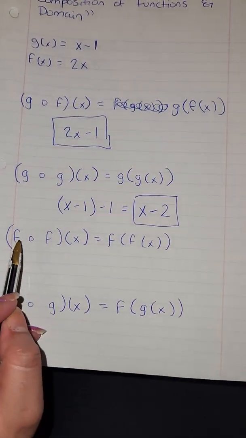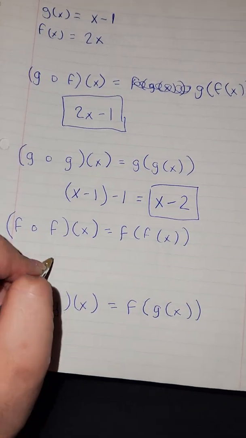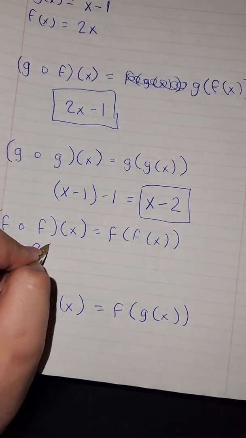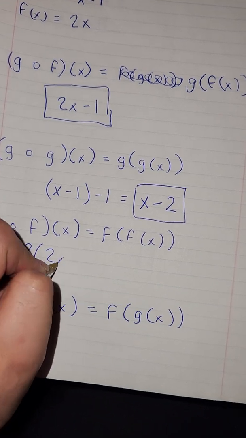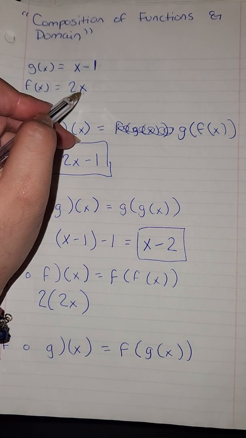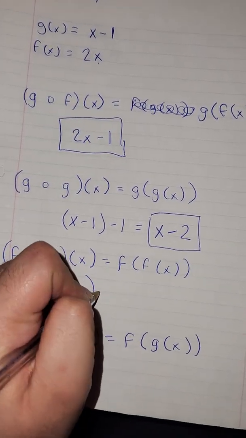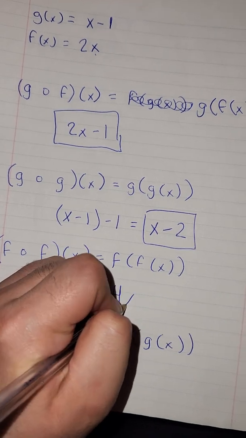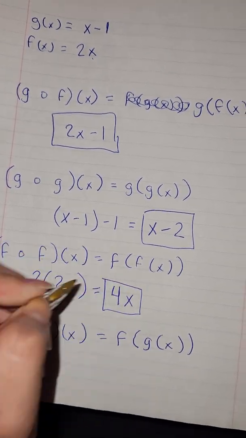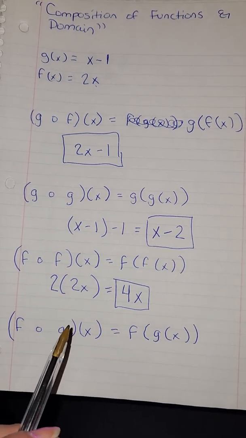Now let's do f of f of x. For f of x, we're going to have 2 parentheses 2x, because wherever you see an x, we plug in 2x, which is 4x. So 4x is your answer. And now let's solve for f of g of x.